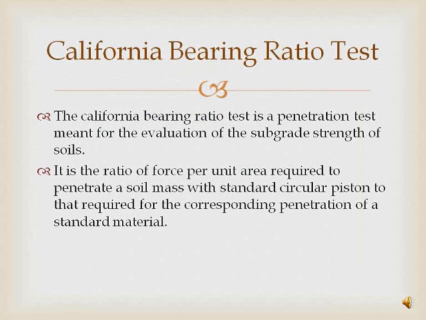The California bearing ratio test is a penetration test meant for the evaluation of the subgrade strength of soil. It is the ratio of force per unit area required to penetrate a soil mass with standard circular pistons to that required for the corresponding penetration of a standard material.